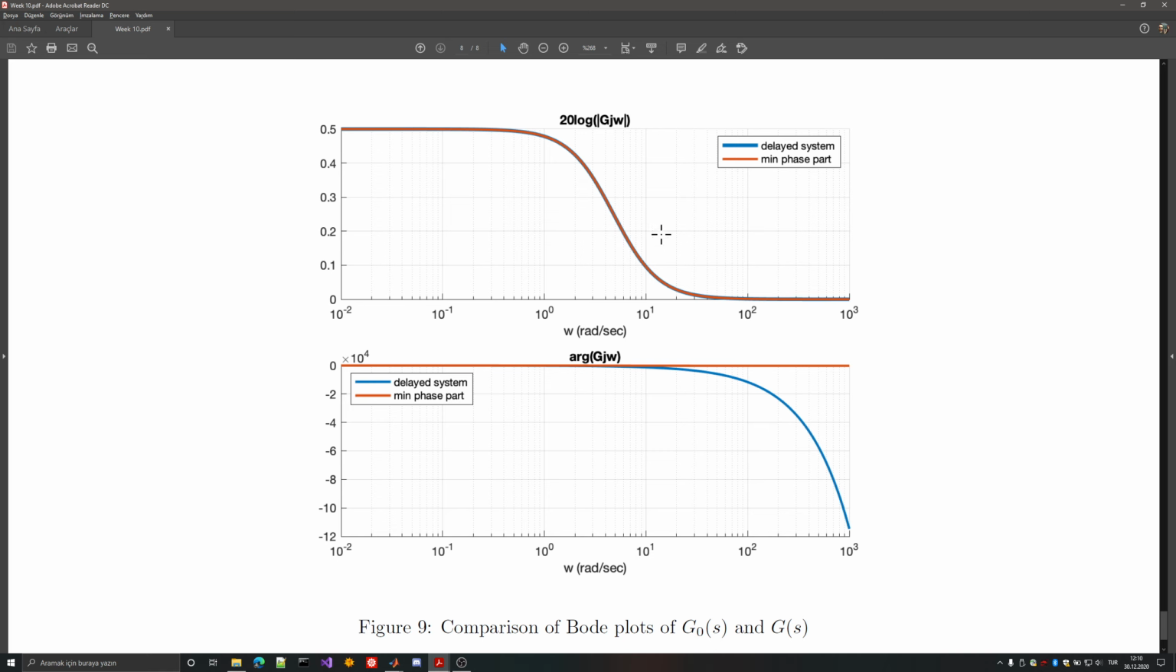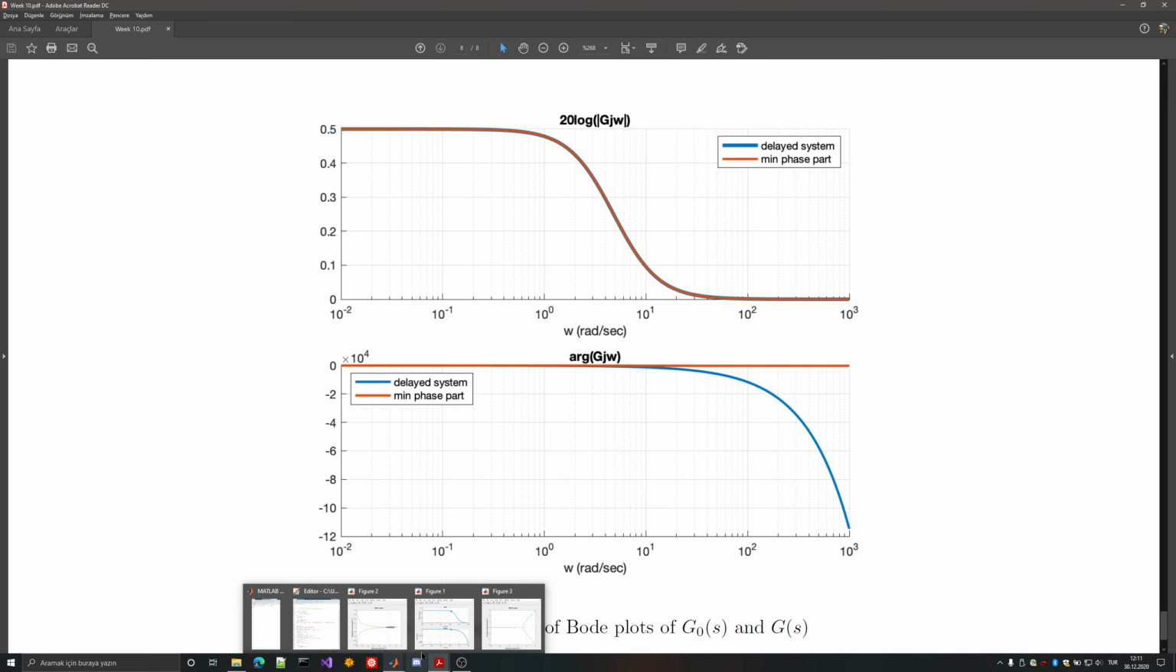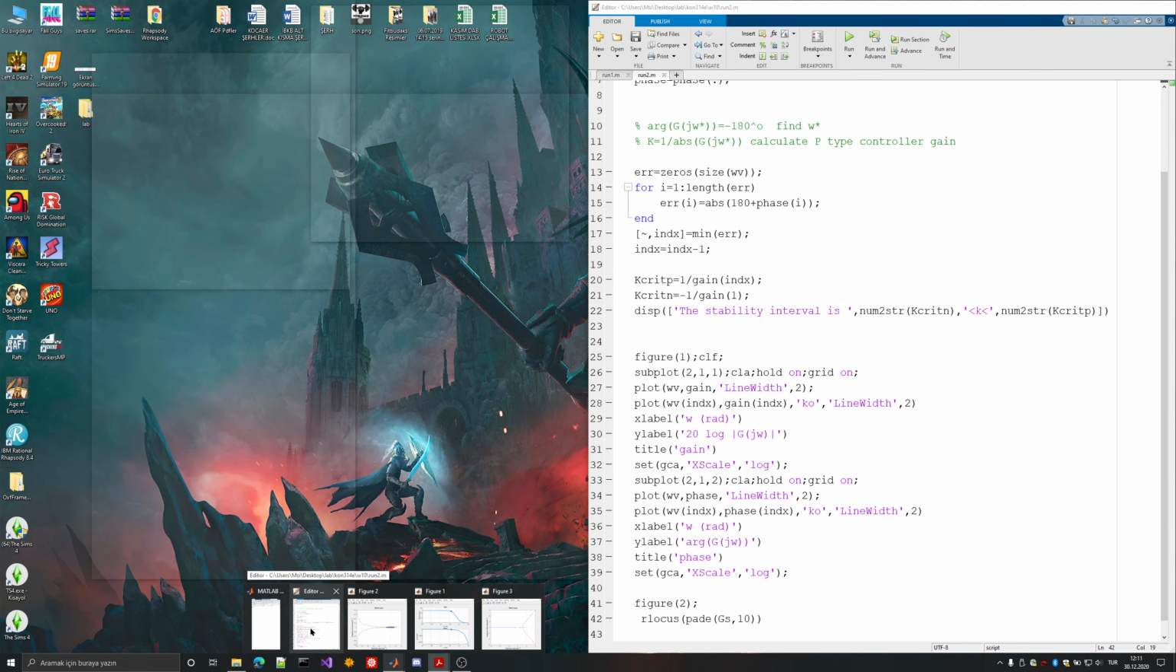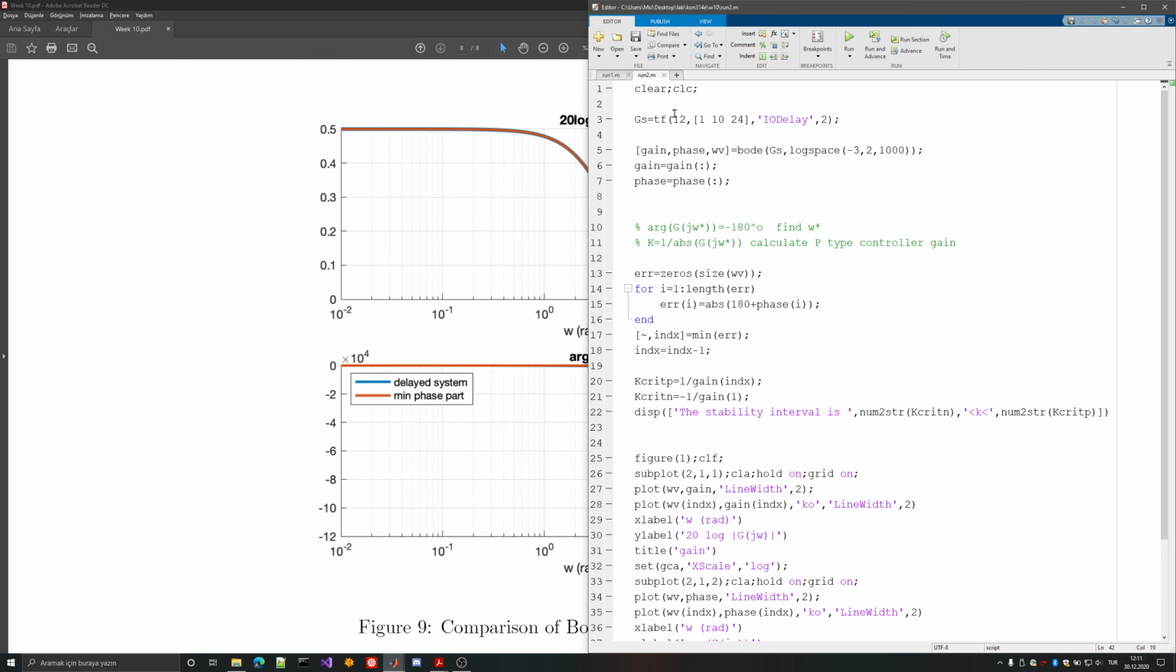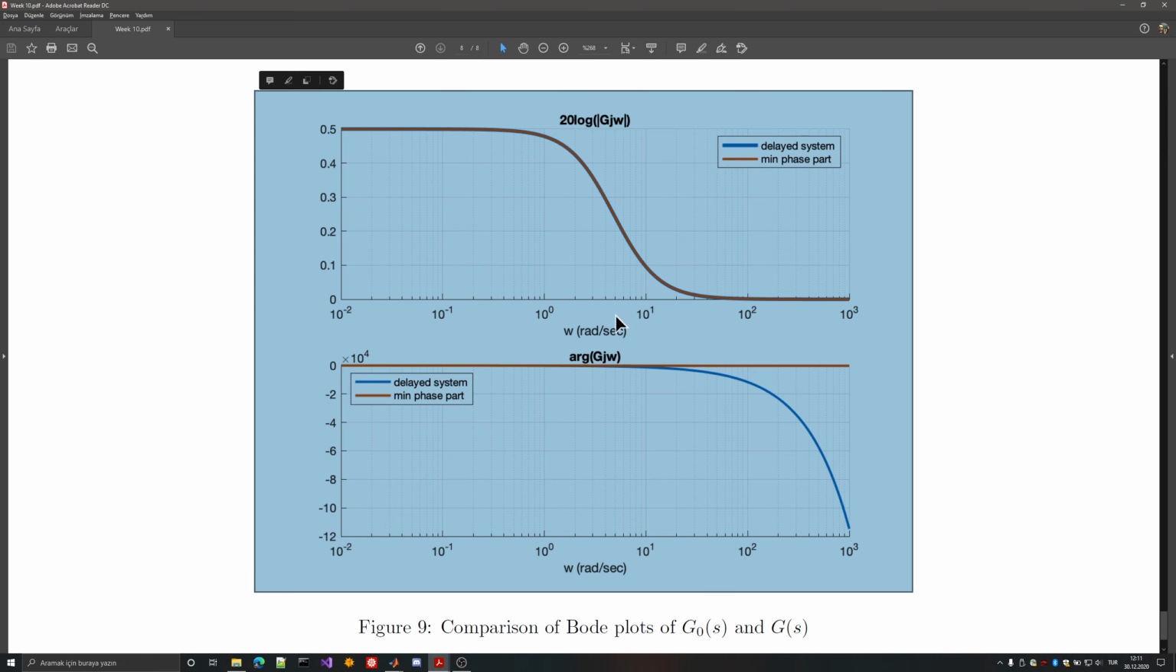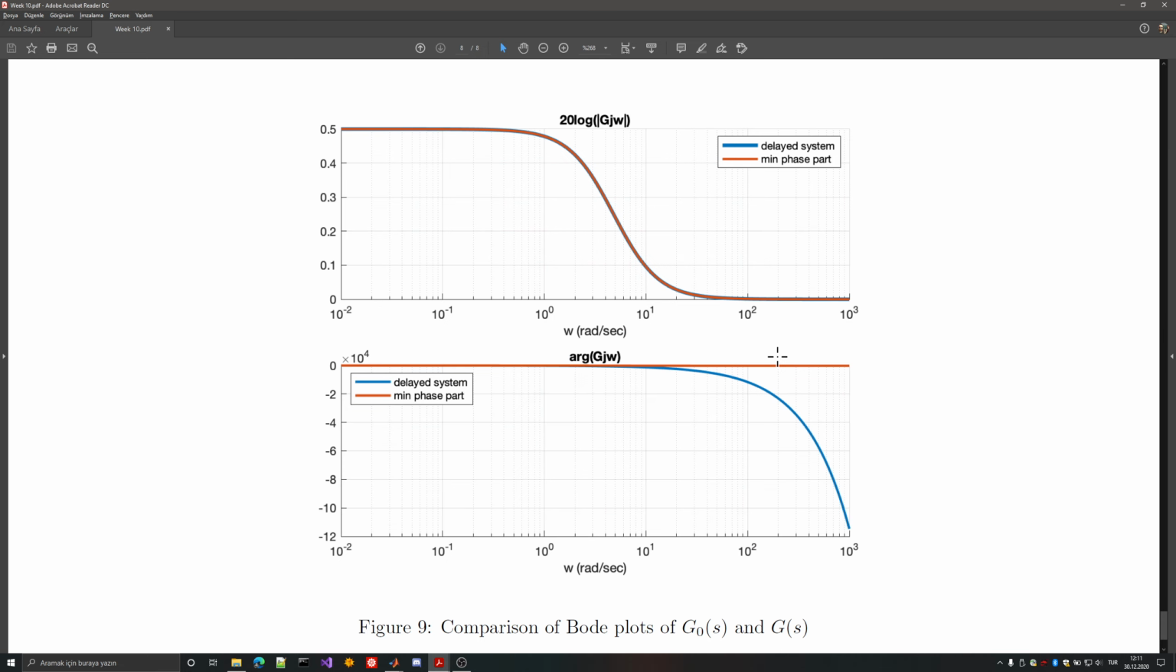You can also see the minimum phase part and the delayed system. This is 12 divided by s squared plus 10s plus 24, the red part here, without the delay. And if you add the delay, you can see the effect here. You can also see that the gain didn't change because the absolute value of e to the power of minus 2s is equal to 1. So gain remains the same.